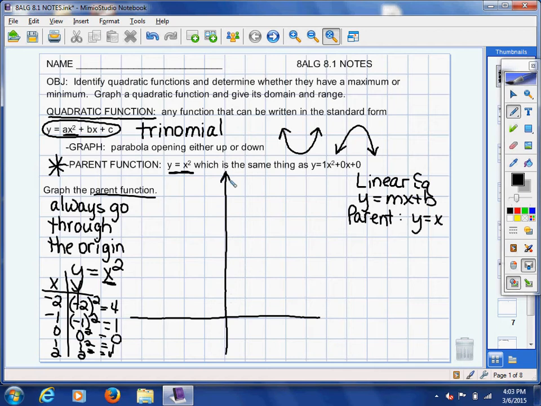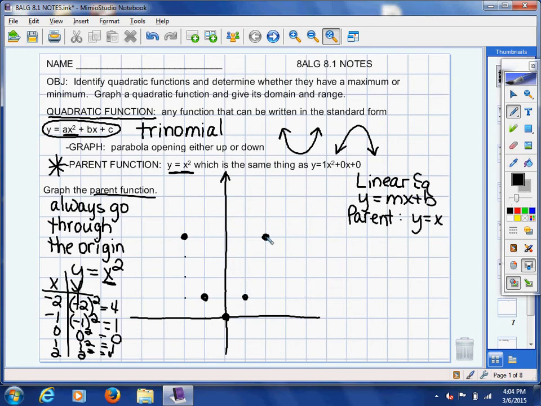All right, so let's start with -2, 4. So we're going to start here at the origin. We're going to go back to -2 on the x, and then we're going to go up to +4 on the y. And then we're going to mark it. Looks great. Okay? -1, +1. So we're going to go back to -1 on the x, and then +1 on the y. Mark it. We're going to go to 0, 0. There it is. We knew our graph would pass through the origin. It's a parent function. It's going to pass through the origin. 1, 1, and 2, 4.